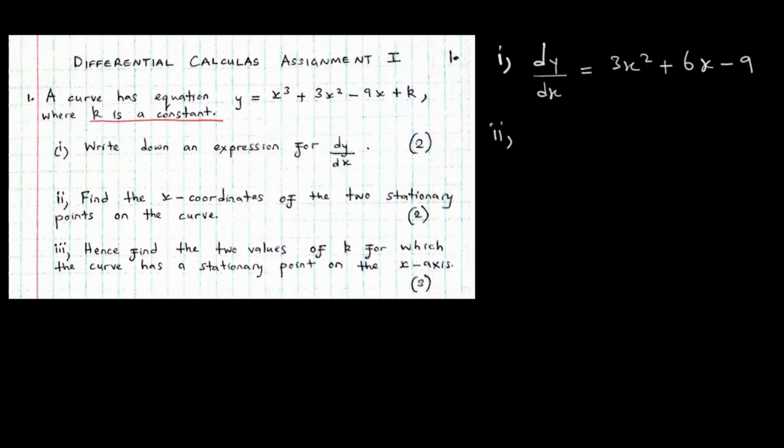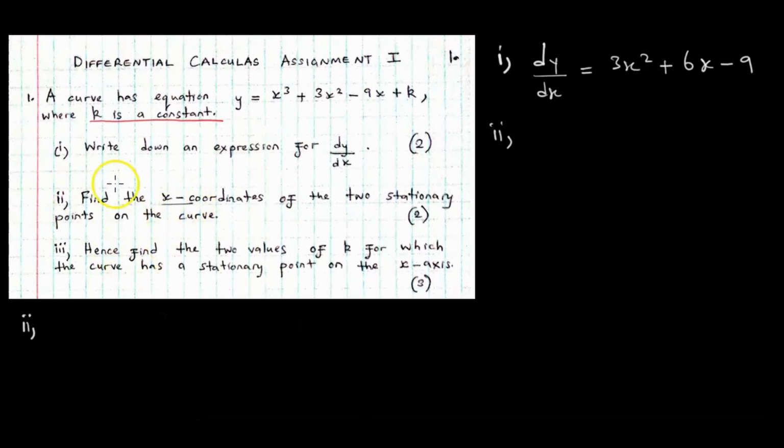So the second part, we will say part number 2. It says find the x coordinates. There are some words called keywords, and as is suggested by the term keywords, these are words which contain the weight of the question. When we see those words, they are directives as to what we should do. So find the x coordinates of the 2 stationary points on the curve. These are the keywords here.